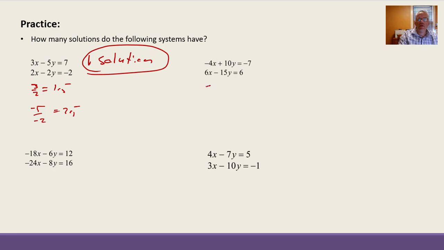All right, check this one. Negative 4 over 6 is negative 0.67. 10 divided by negative 15 is negative 0.67. And the last one, negative 7 over 6 is, let me see what that is. That's 1.16, or negative 1.16. Ratios of the variables, same. Ratio of the constants, different. This is no solution.